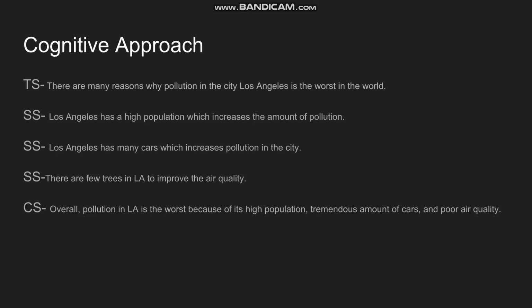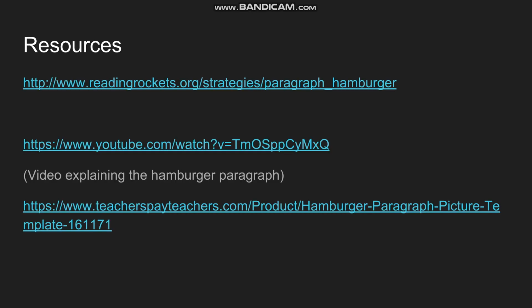So I have my topic sentence, that top bun. I have my fillers, the hamburger, cheese, lettuce. I have those things in the supporting sentences. What else? Oh yes, I need a conclusion sentence, that bottom bun to wrap it all up. So how do I wrap this all up? I'm going to say that overall pollution in LA is the worst because of its high population, tremendous amount of cars, and poor air quality.